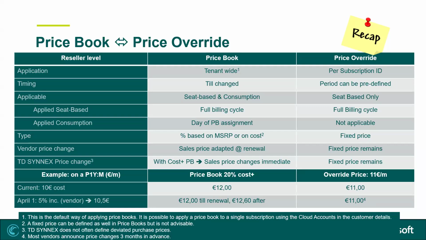So an example: price book 20% cost plus, override 11 euros. If the current cost is 10 euros, the price book at 20% will be a sales price of 12 euros. The price override remains 11 euros. With a 5% increase from Microsoft, it would mean that the sales price automatically goes to 12.60 at renewal. In the price override, it will remain 11 euros because the price change by the vendor is not taken into account in the price override, as it is a fixed price.